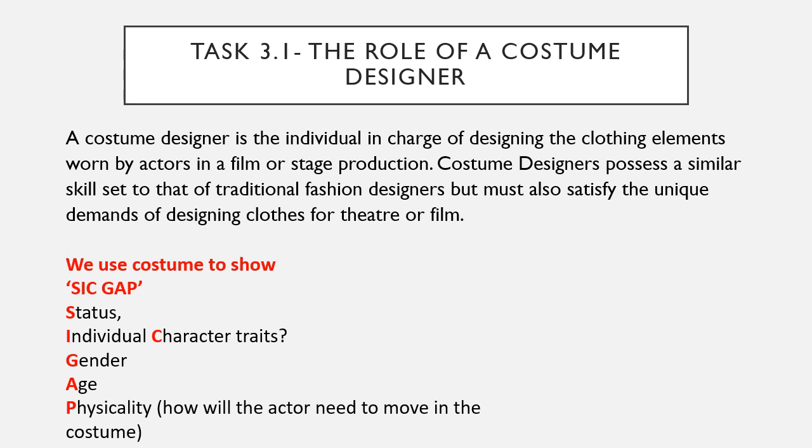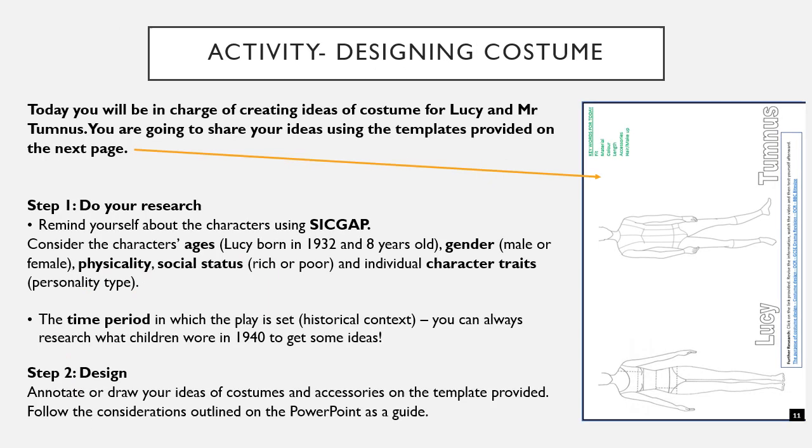And then, of course, physicality. So how will the actor move in the costume? Now, this is probably more steered towards Mr. Tumnus as he is a faun, so half man and half baby deer. So he's not fully human. So how are we going to be able to show using costume that he is part animal? So that will be something you need to consider as well. So SICK GAP is our first port of call in terms of costume.